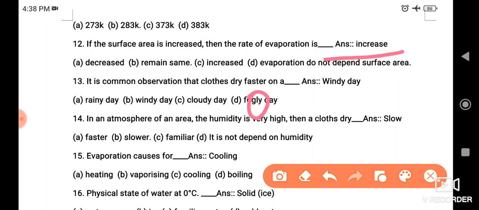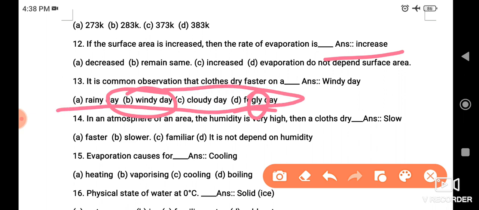Not only if, suppose if sunny days is also there, then also write windy days, because the rate of evaporation is more in windy days. Okay, then in atmosphere an area, remember in this option sometimes they give sunny day also, but sunny day will not be the answer, you mark windy days only, okay.